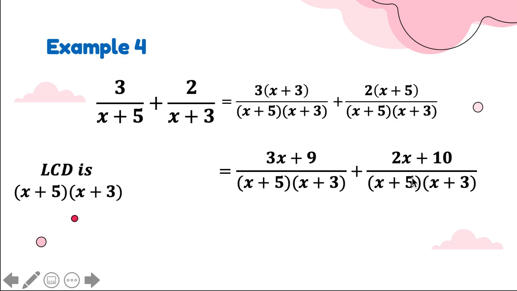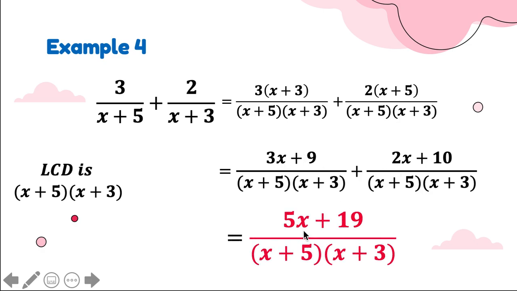Plus, so again, just copy the LCD. So 2 times x will have 2x, and then 2 times 5 will have 10. And then after that, simplify by adding the two numerators. So we need to add similar terms or like terms. So that will be 3x plus 2x will have 5x, and then 9 plus 10 will have 19. And then, just copy the same denominator, which is x plus 5 times x plus 3.